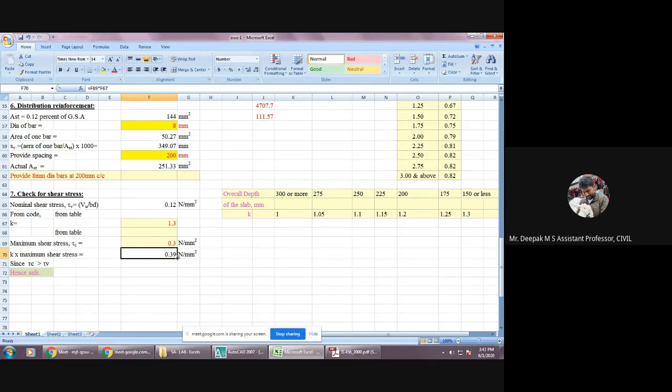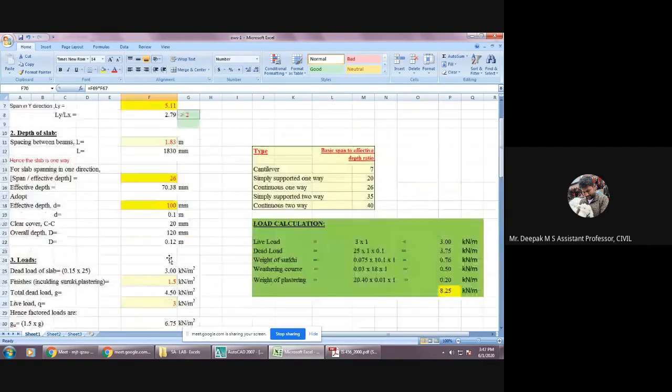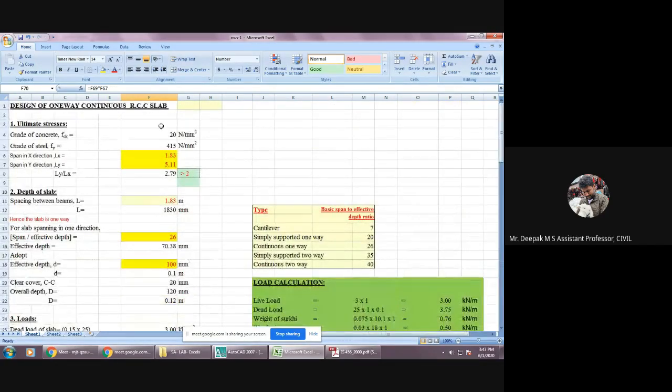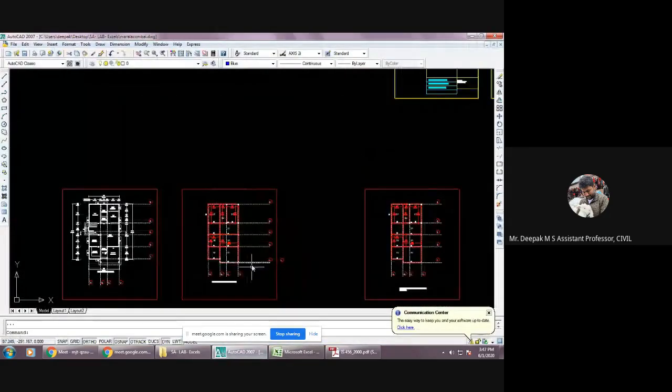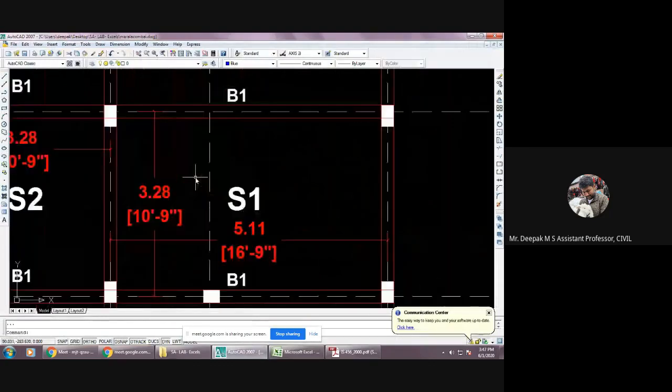It is more than 0.12, hence it is okay. It is safe, the slab is safe. So now we have developed a single one-way slab sheet for this particular plan, for this particular layout.